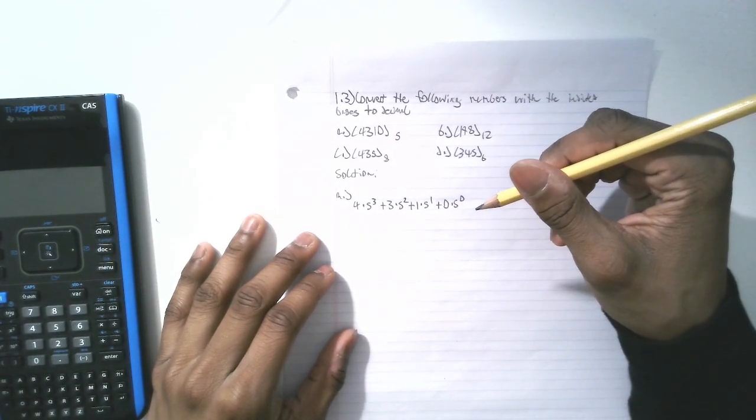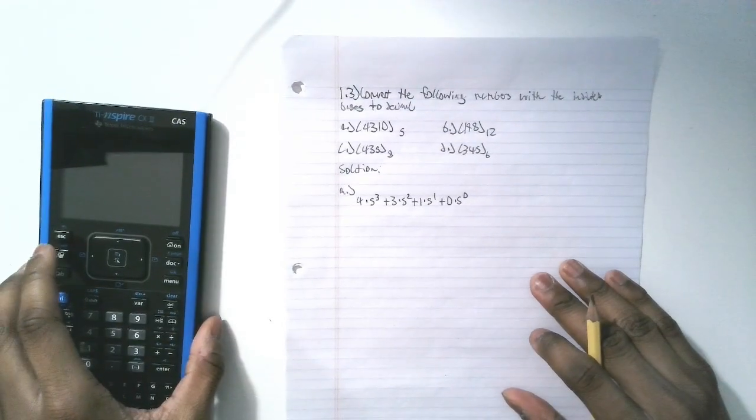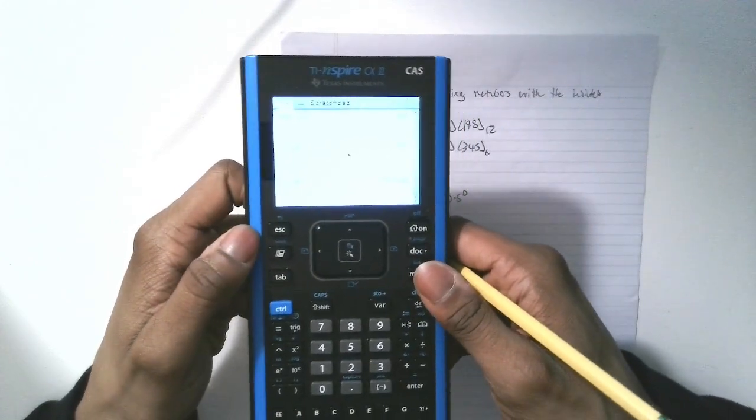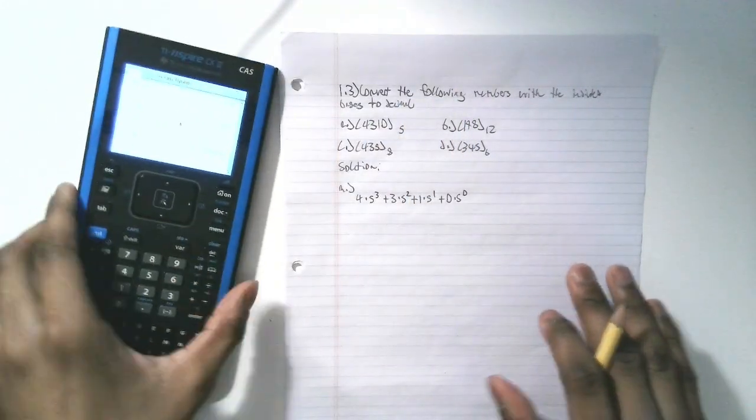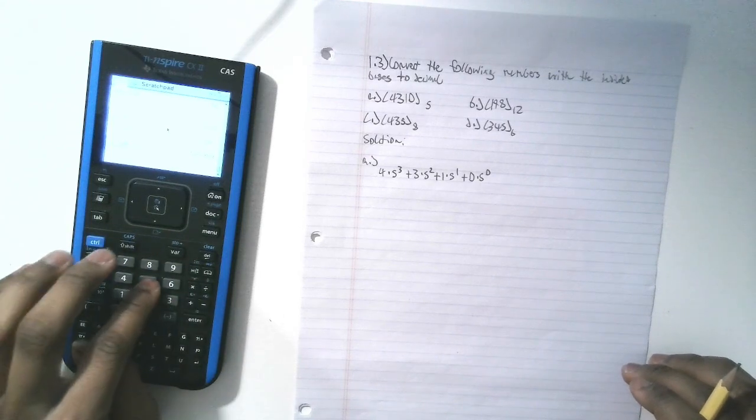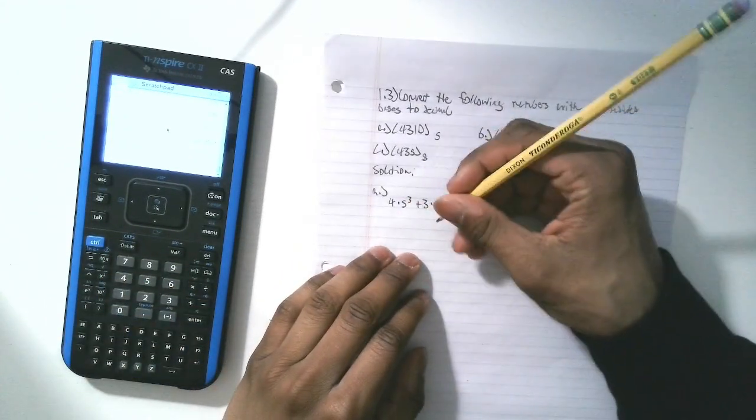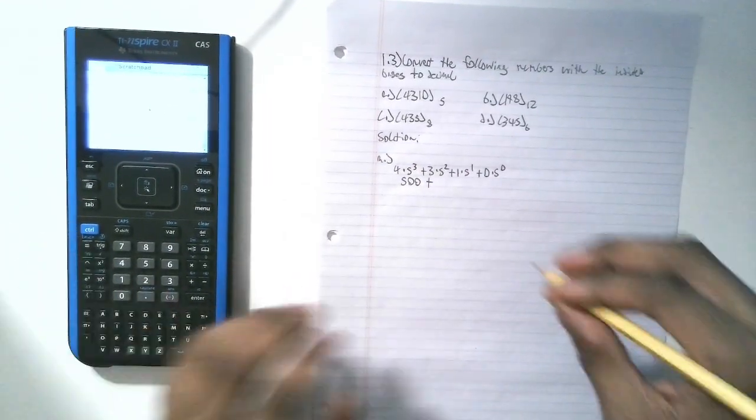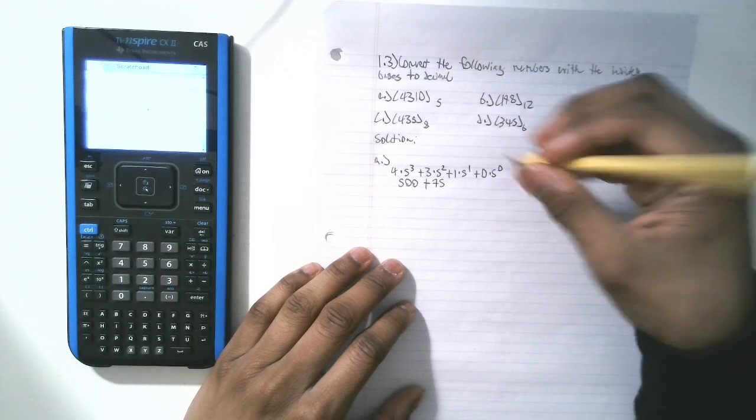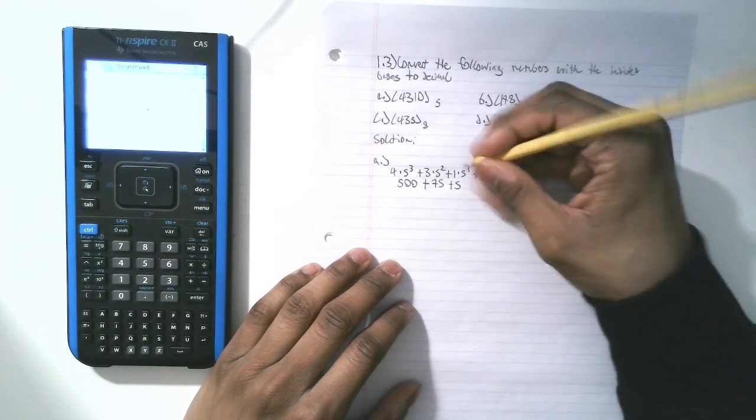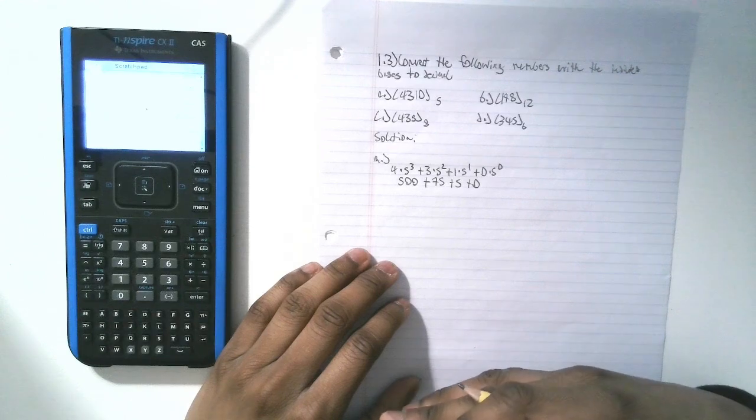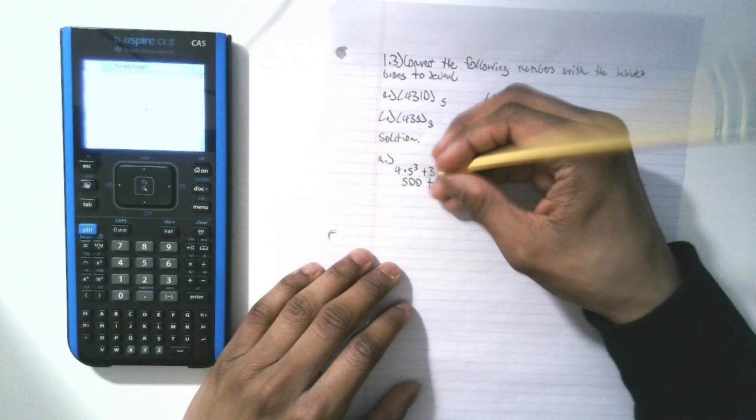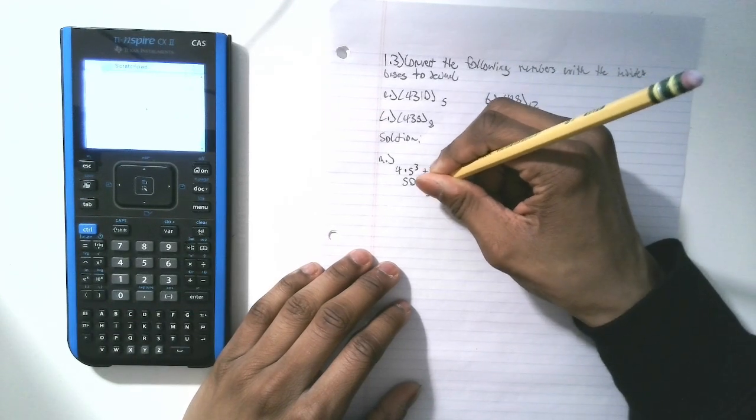So 5 times 5 is 25. I'll just do some of these calculations in the calculator for brevity's sake. We would see that 4 times 5 cubed gives us 500. So this would be 500 plus 25 times 3, which is 75. Then 1 times 5 would be 5, and then plus 0. If we add all these numbers together, we get the value of 580 as our decimal answer.